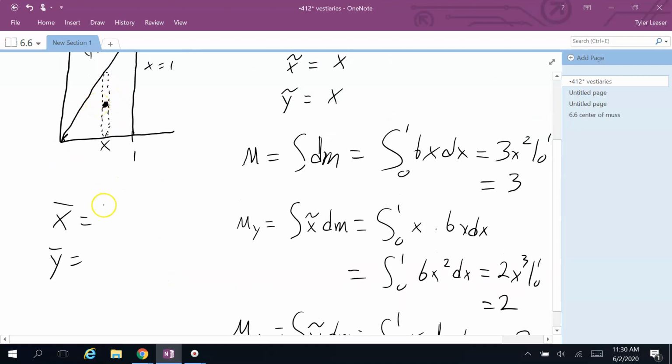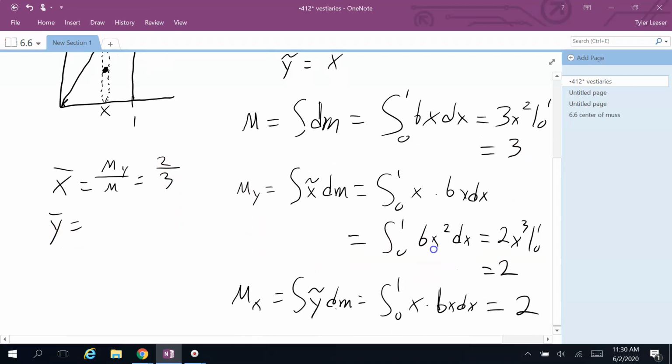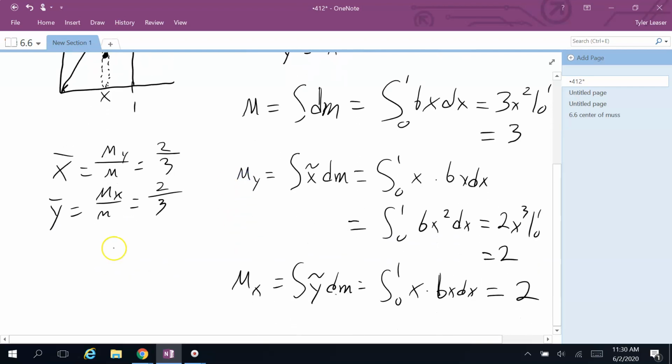X bar we get by taking the moment about the y-axis and dividing that by the total mass. Remember, the moment about the y-axis came out to be 2, divided by the total mass 3. The y bar was the moment about the x-axis divided by the total mass. That was also 2 over the total mass 3. So that means that the ordered pair center of mass of my triangle here is 2/3, 2/3.